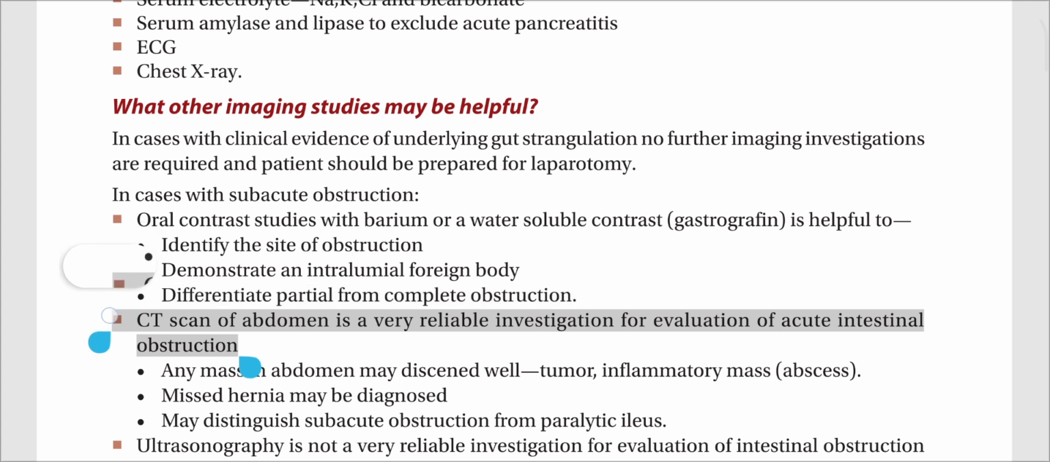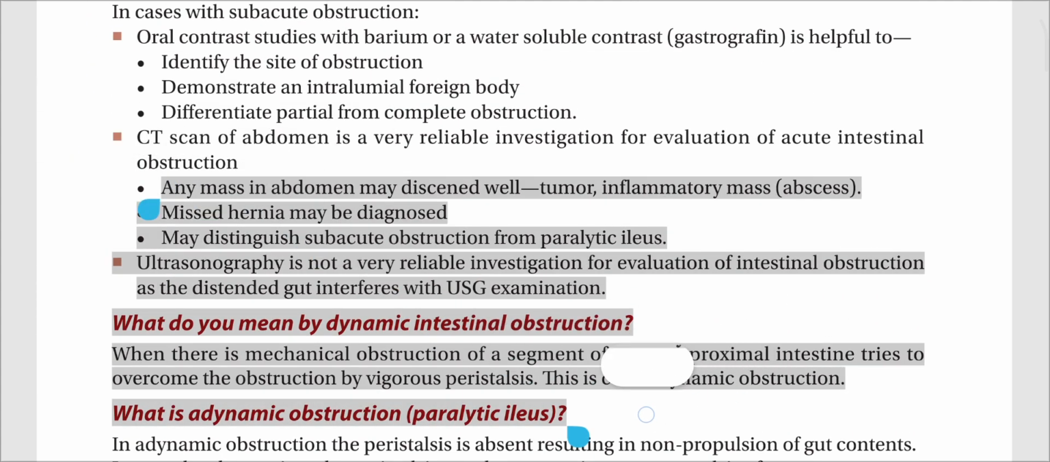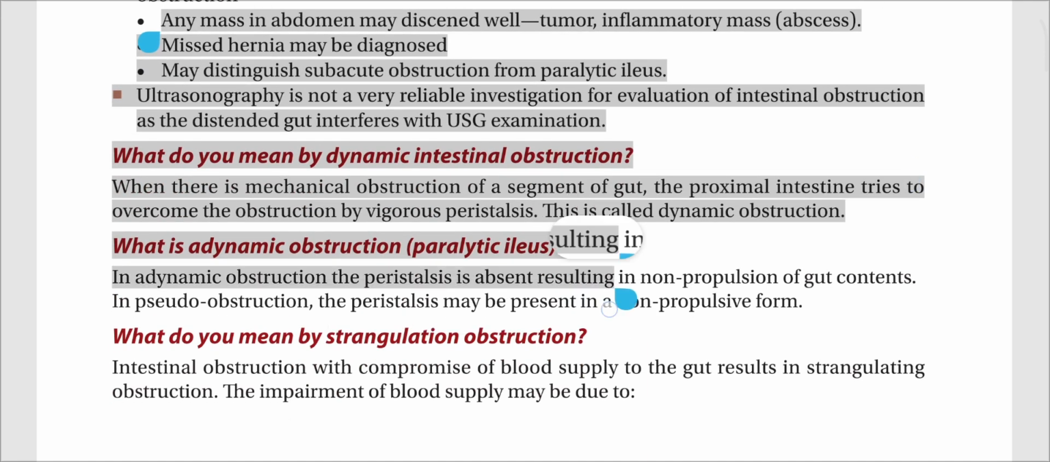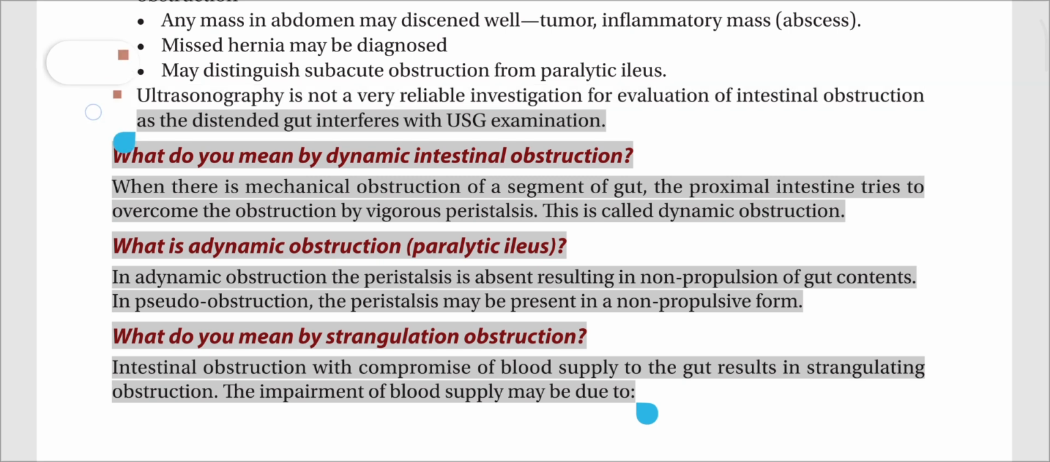CT scan of the abdomen is a very reliable investigation for evaluation of acute intestinal obstruction. Any mass in the abdomen may be detected, such as tumor, inflammatory mass, or abscess. A missed hernia may be diagnosed, and it may distinguish subacute obstruction from paralytic ileus. Ultrasonography is not a very reliable investigation for evaluation of intestinal obstruction, as the distended gut interferes with USG examination.